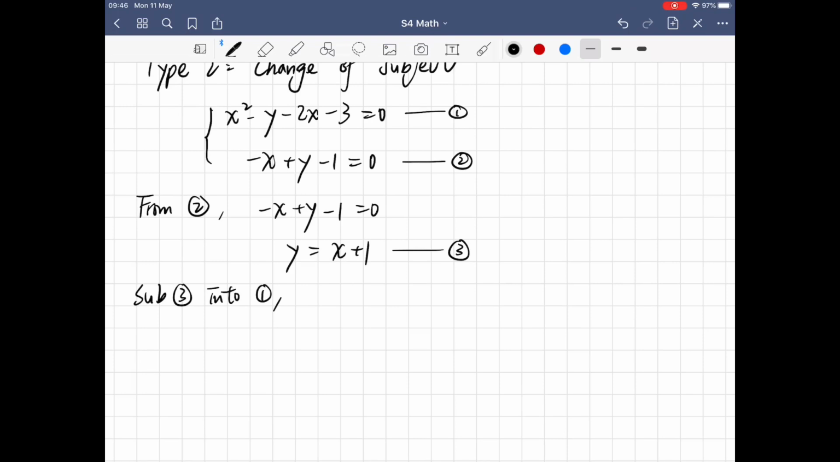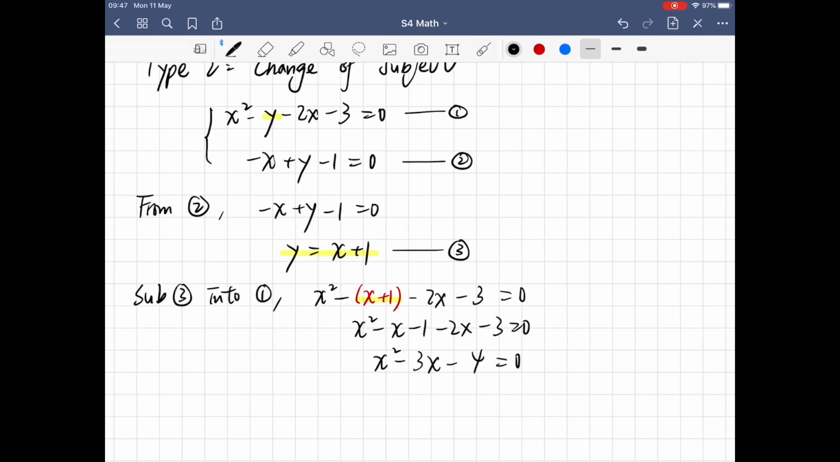And we have x squared minus (x plus 1) minus 2x minus 3 equals to 0. Okay, so in this step, we just put y equals to x plus 1 back into equation 1. Okay, so we have to do the simplification, and we have x squared minus x minus 1 minus 2x minus 3 equals to 0. And we have x squared minus 3x minus 4 equals to 0.